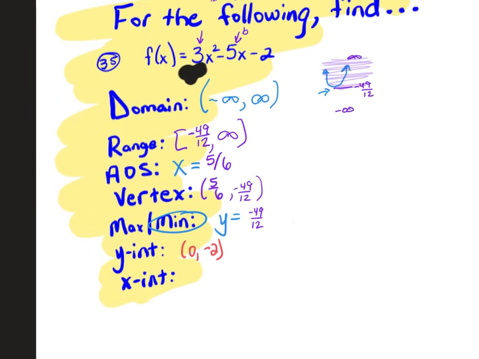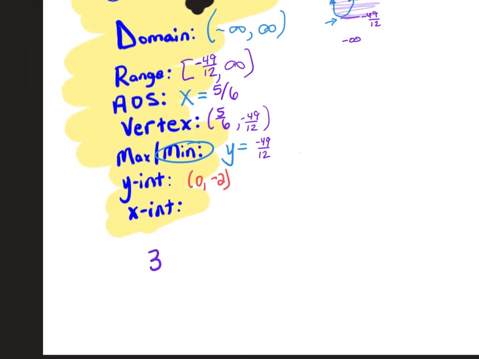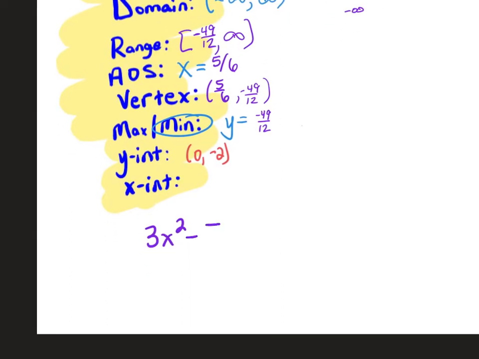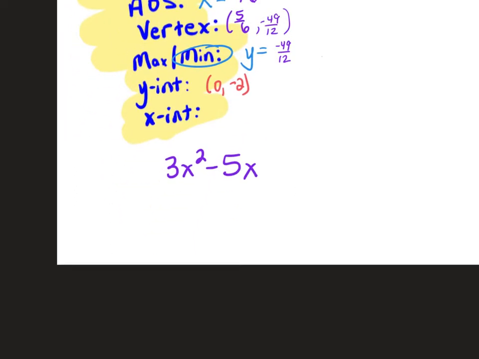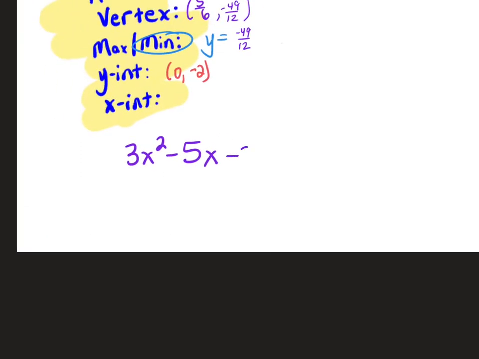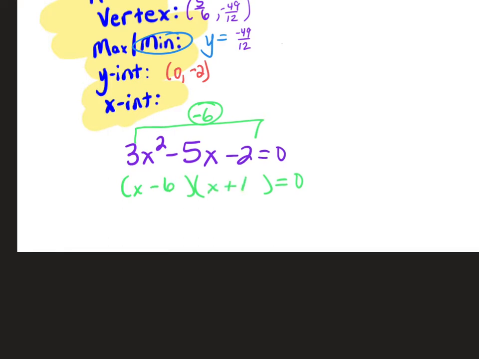The last thing we need to do is our x-intercepts. So in order to find x-intercepts, remember, we set our quadratic equal to 0. So 3x squared minus 5x minus 2 equals 0. So we're going to factor a times c, negative 6. What are the factors of negative 6 that multiply to give me negative 6, but add to give me negative 5? So that would be x minus 6 and x plus 1.